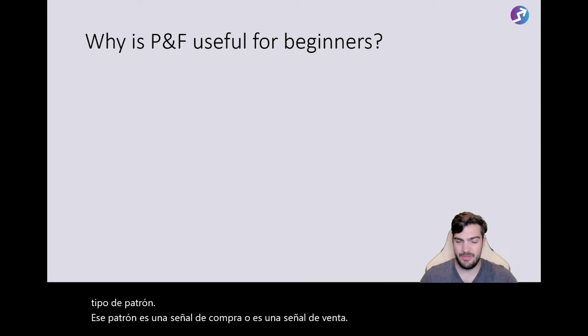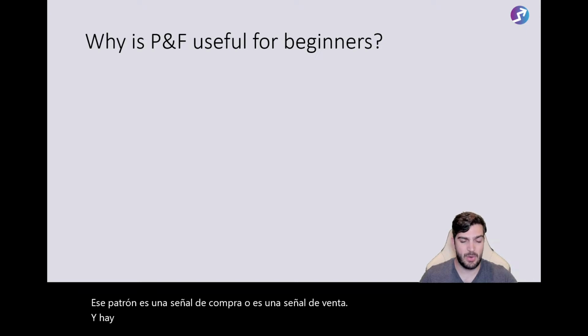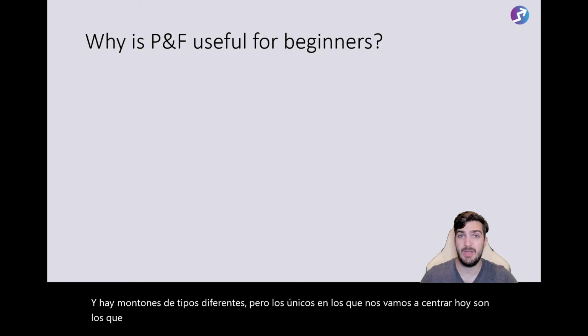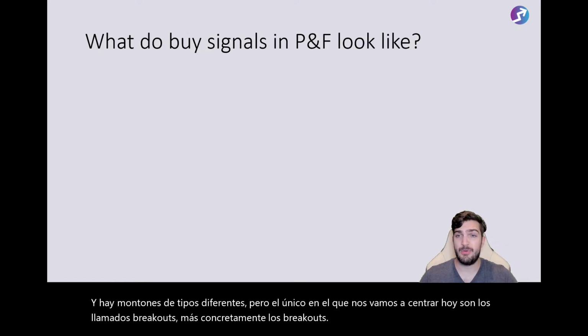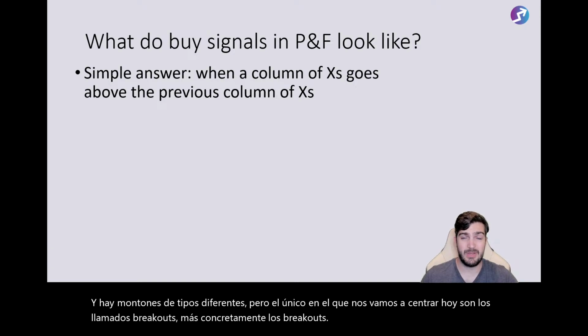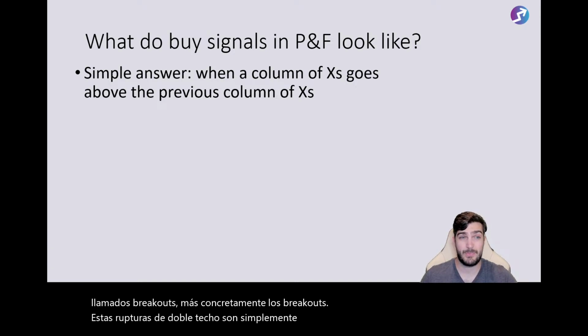And there are tons of different types, but the only one that we are going to focus on today are what are called breakouts. More specifically, double top breakouts. These double top breakouts are simply where a column of X's goes above the previous column of X's.